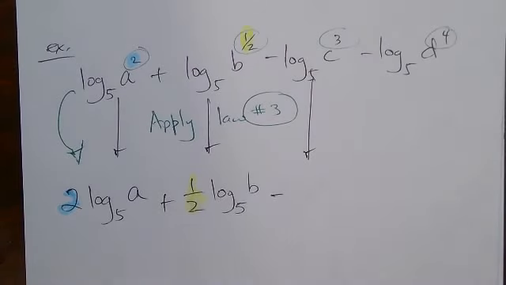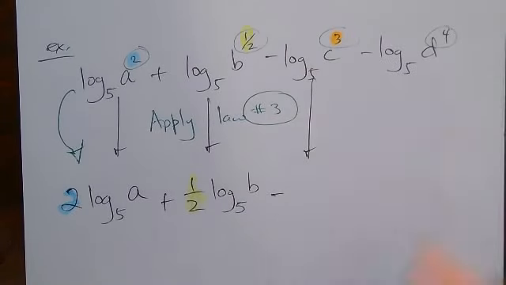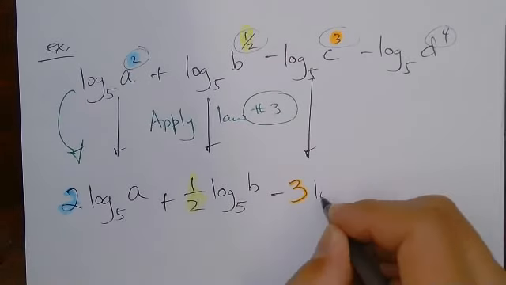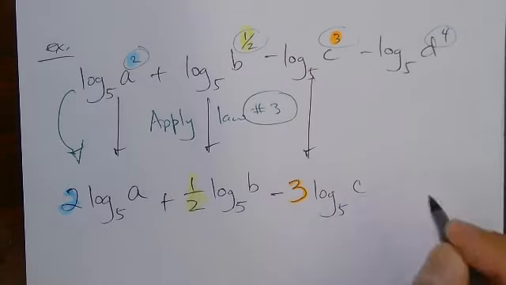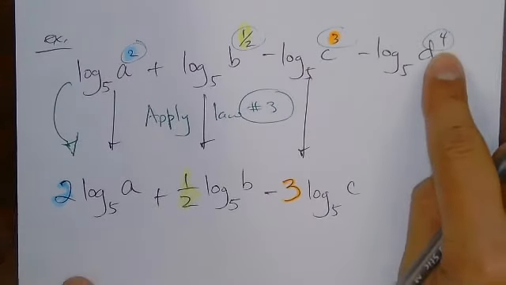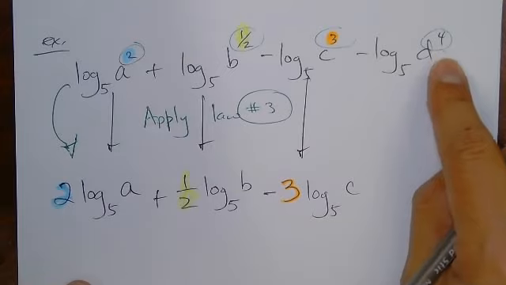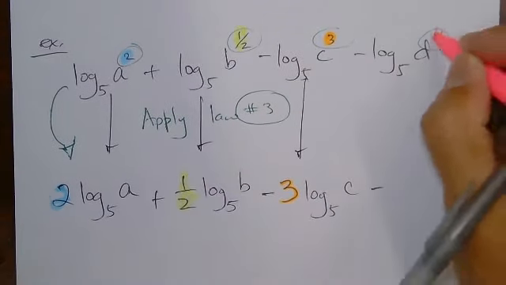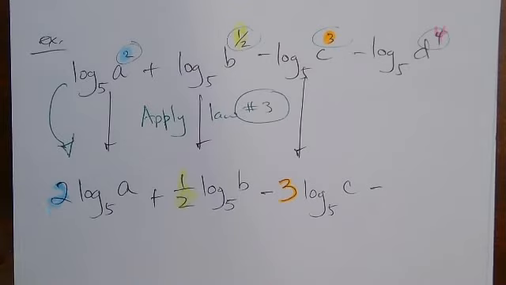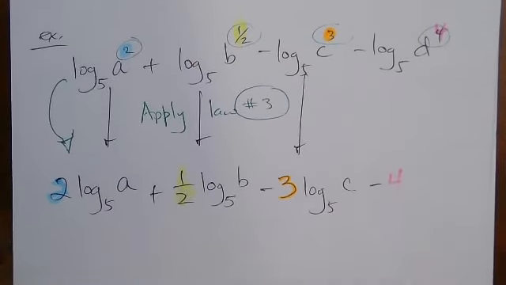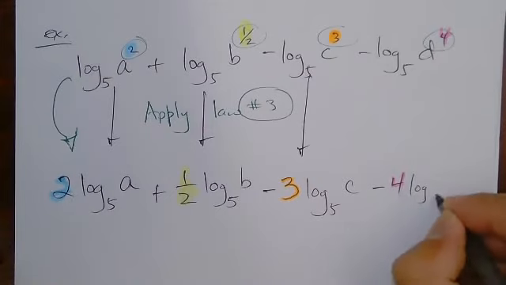What about that one? Minus, right? That's minus what? What happens to this? It's 3 right here. You just write it into the front. 3, right? 3 log 5c. And does this one have an exponent? Yeah. That's going to be minus what? That's it. That's the third law.